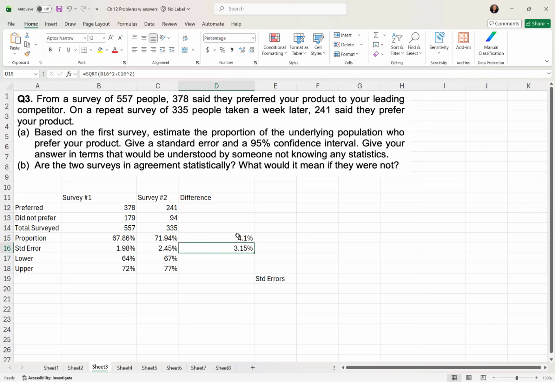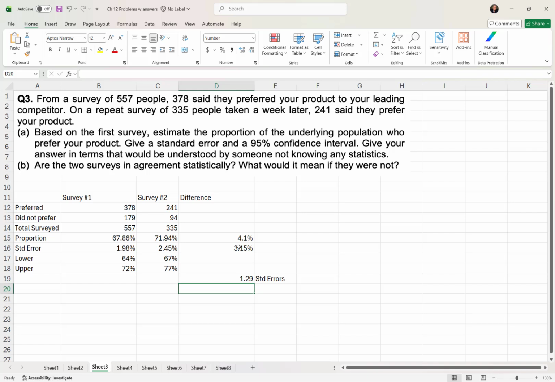So the observed increase of this 4.1% is, well, let's see, how many standard errors is that? Well, we have to divide the proportion by the standard error, and we get 1.29. That's 1.29 standard errors. This represents an increase in support for my product, yes, but it's barely consistent with there being no true underlying increase.